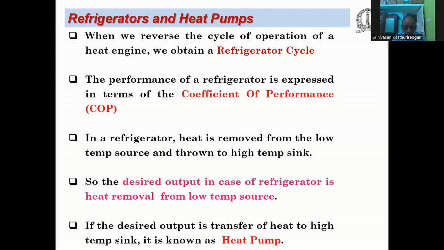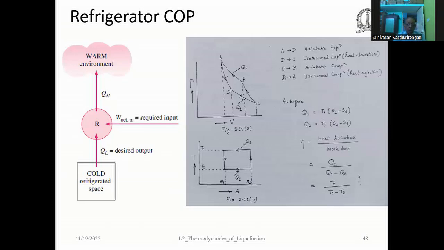An example could be a house in the winter season abroad, wherein heat is added to the house from the outside using a certain working cycle, and the desired result in this case is to keep the house warm, to maintain the temperature of the house at a high temperature. Such a process is called a heat pump, whereas the previous one is known as a refrigerator.